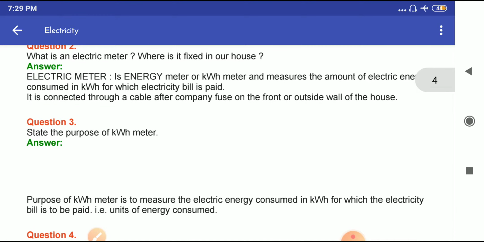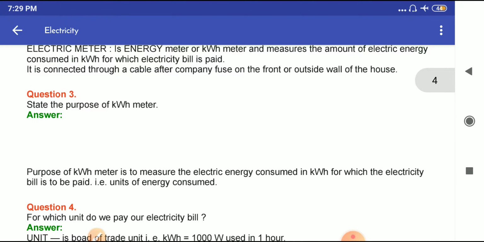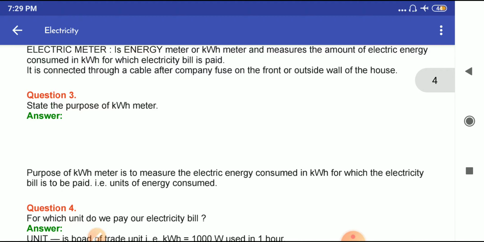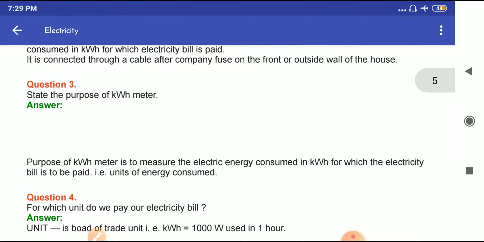Electric meter is an energy meter or kilowatt meter and measures the amount of electrical energy consumed in kilowatt hour for which the electricity bill is paid. It is connected through a cable after the company fuse on the front or outside wall of the house.